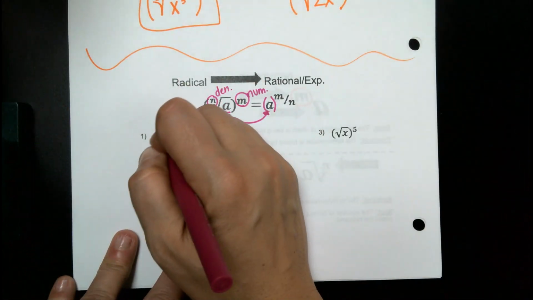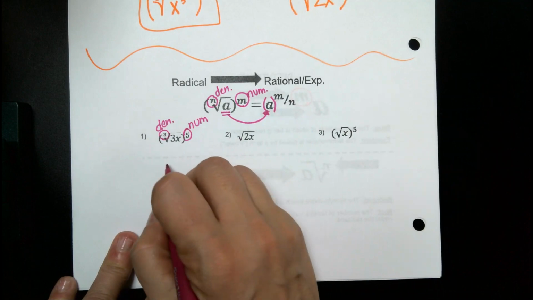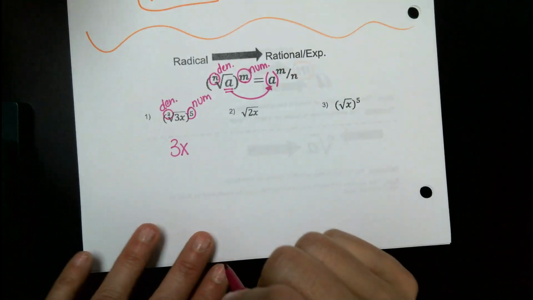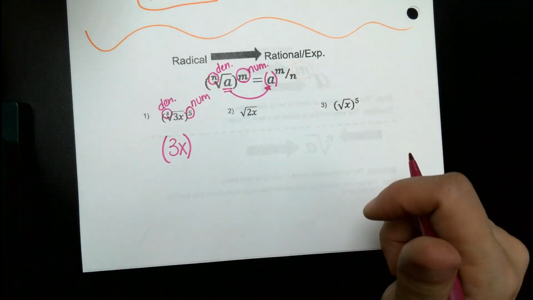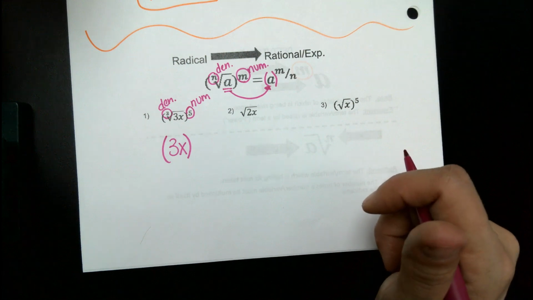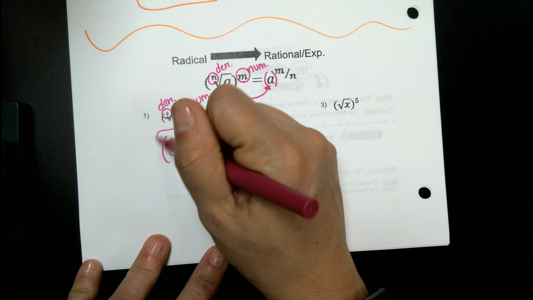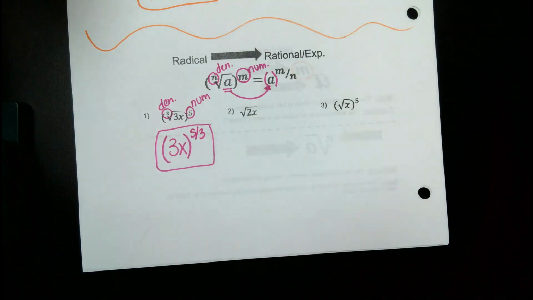Okay, so for this first one, the 3x, since it's under the radical, becomes our base. So you want to make sure you put that inside parentheses. Now write that fraction sideways, because if you try to write it up and down, it's going to look like you're putting 3x times 5/3 instead of 5/3 being an exponent.